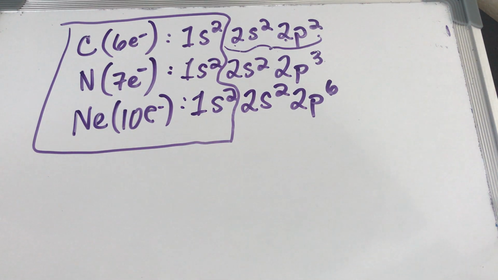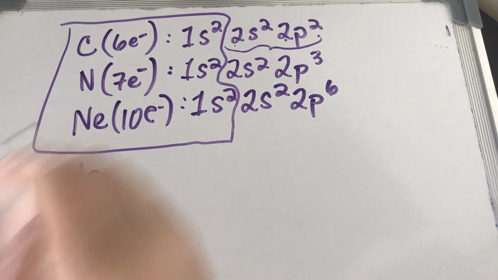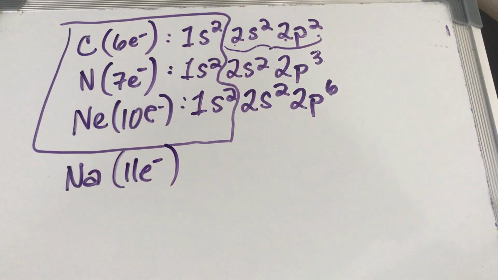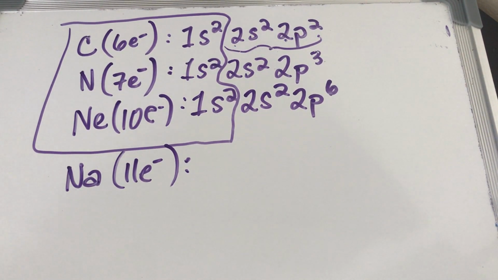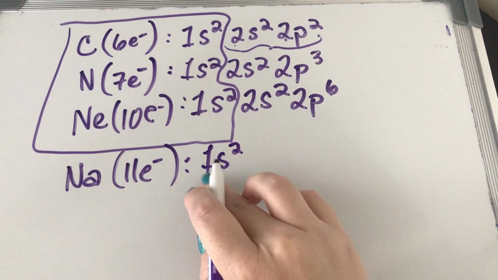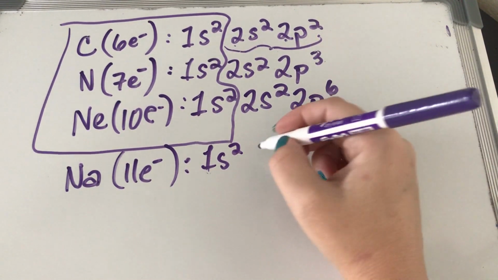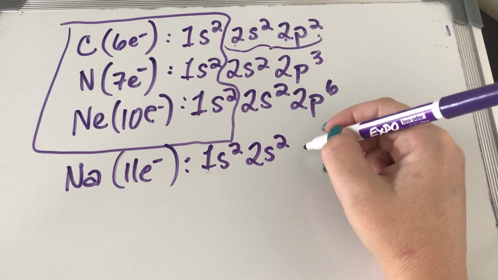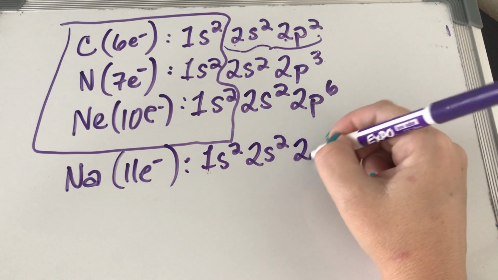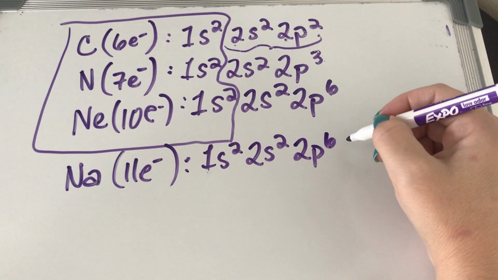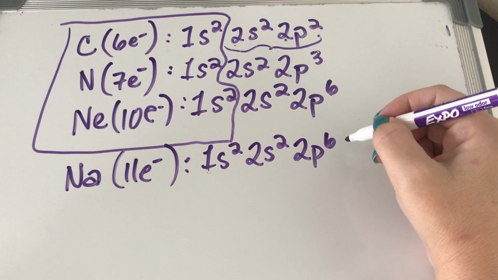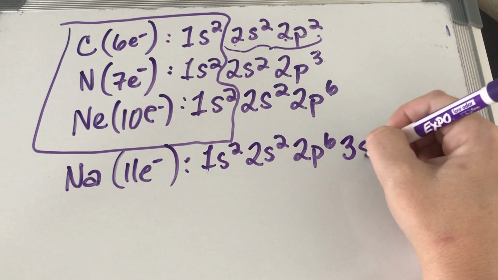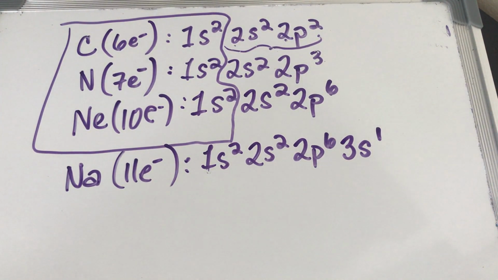Okay, so now let's jump down a row to this guy. Sodium has 11 electrons. So what will its electron configuration be? 1s2, 2s2, 2p6. Now we're in a new row, right? 3s1.